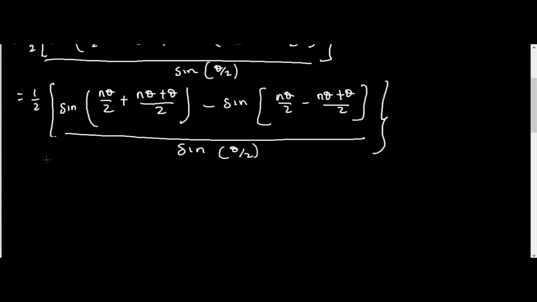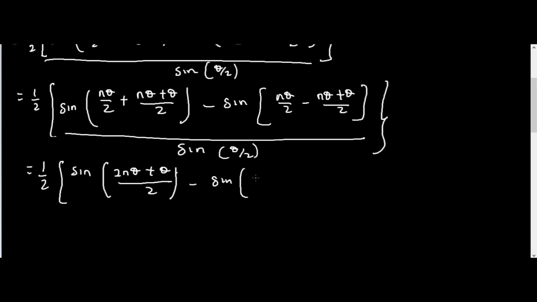So if I have something like this, let's take it small. The LCM is 2. You remember from elementary. I'll have 2n theta plus theta over 2 for that one, right? Then minus sine. Now n theta will cancel n theta, so I'll be having minus theta over 2, over sine of theta over 2.